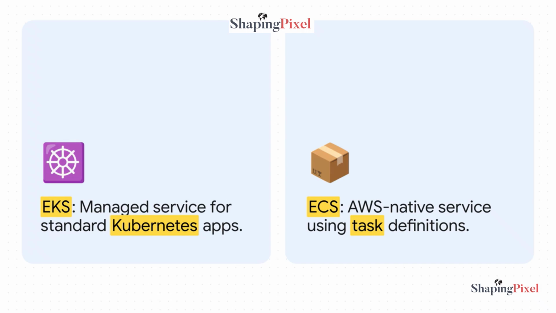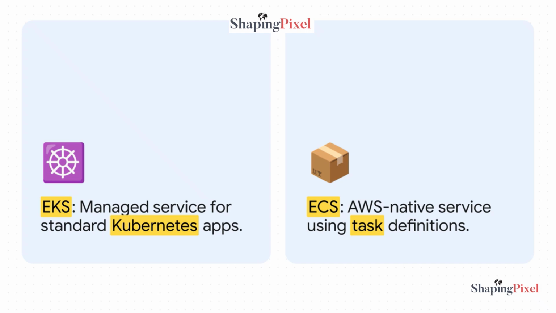Okay, so it's also absolutely crucial to distinguish between your orchestrators. You'll want to go with EKS when you need that standard Kubernetes compatibility. Like if your organization already uses Kubernetes on premises and you want a seamless migration without rewriting code, EKS is for sure your perfect answer.